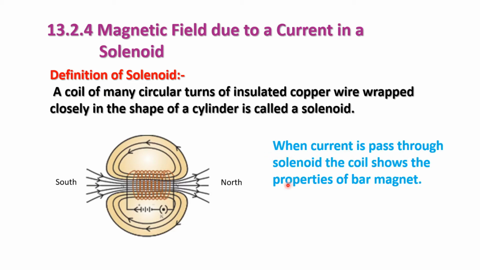When current is passed through the solenoid, the coil shows the property of a bar magnet. So this solenoid will be acting as if a bar magnet. So in bar magnet we had seen magnetic field lines arise from the north and enter into the south outside the magnet, and inside they are moving from south to north. So same way in solenoid also, one north pole will be there and one south pole will be there, and the field lines will emerge out from north pole and enter into the south pole.